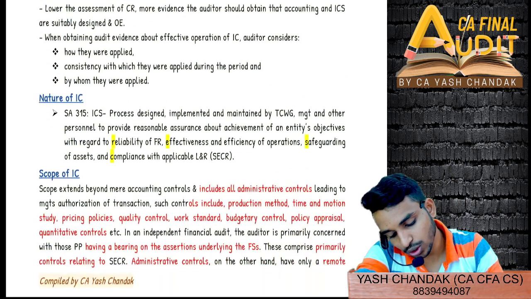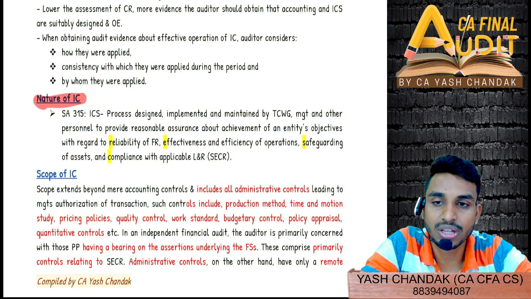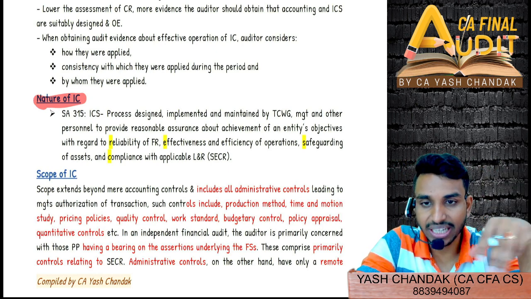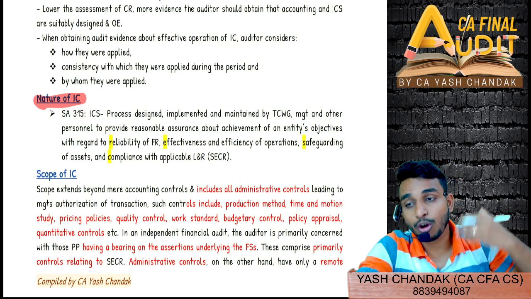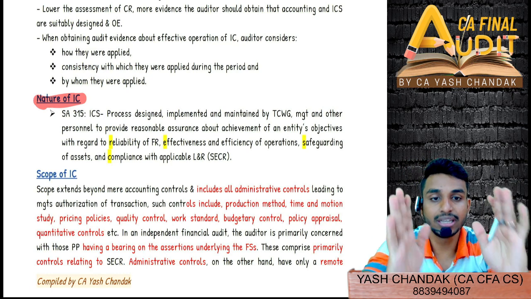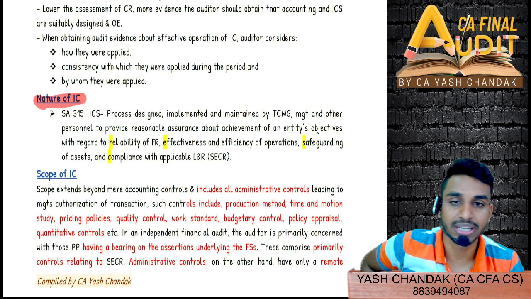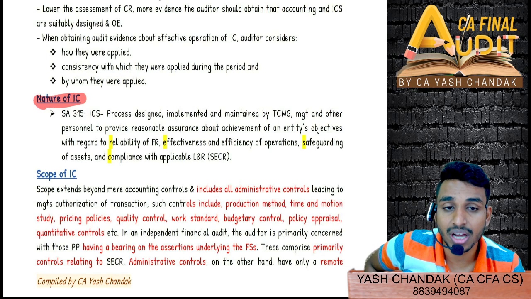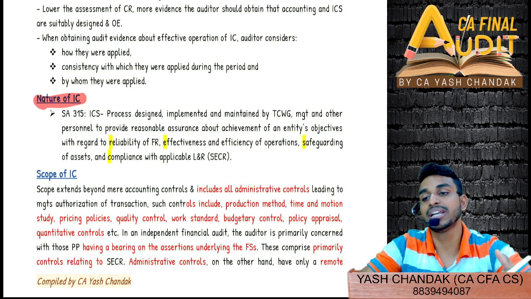So for the nature of internal control, you will see that they have given the definition of internal control. As per SA 315, internal control system means any process which is designed, that means you are designing the process, then after designing you are implementing it, and then after implementation you are maintaining the process. You here means TCWG, management and of course other senior personnel, to provide reasonable assurance about the achievement of an entity's objective.